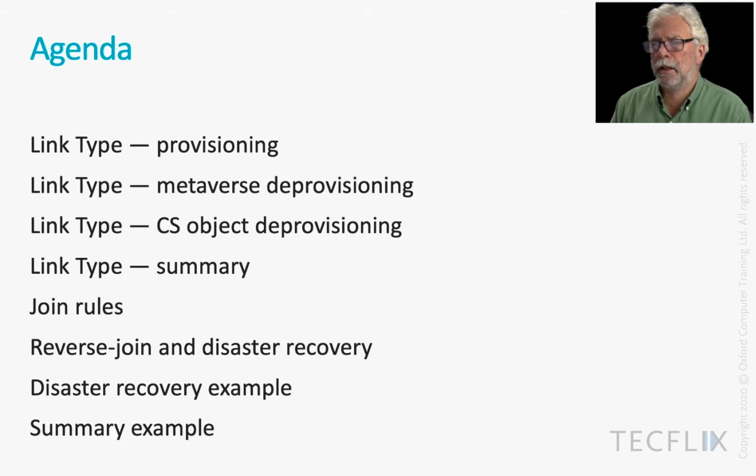You see the agenda here. We're going to talk about provisioning and deprovisioning, and that relates to the link type property of a rule, which we haven't got involved with up to now. We'll need to talk about join rules and also about reverse join. We'll explain more about that when it comes. And reverse join relates strongly to disaster recovery, so we'll be talking about that as well. Okay, let's launch into that.